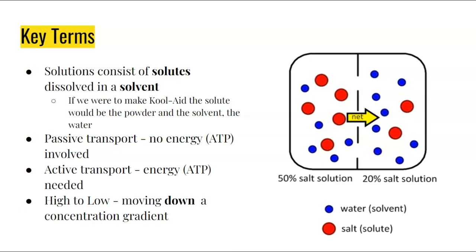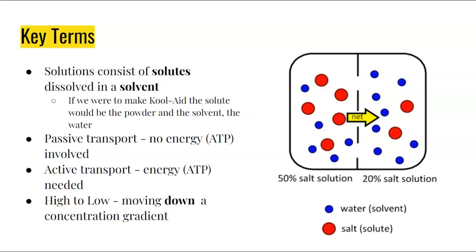So when we're talking about a solution, solutions are made up of two parts. They're made up of solutes and solvents. The solutes are dissolved in a solvent. So if we were to make Kool-Aid, the solute would be the powder that comes in the package and the solvent would be the water that you mix it in. If you were going to add sugar to water, the sugar would be the solute, the water, again, the solvent.